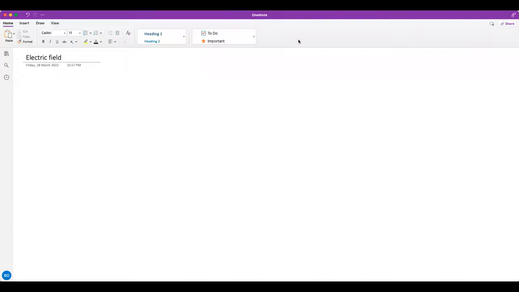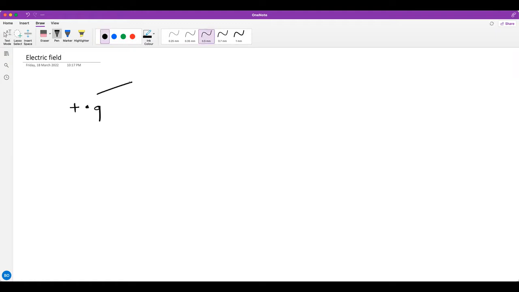Okay, welcome to this review of electric field. So I will start a very quick review and then give one or two examples. So the electric field is a vector. The electric field is created by charges. Let's say we have a positive charge Q. This positive charge will create electric field, and the direction of the electric field is outgoing.